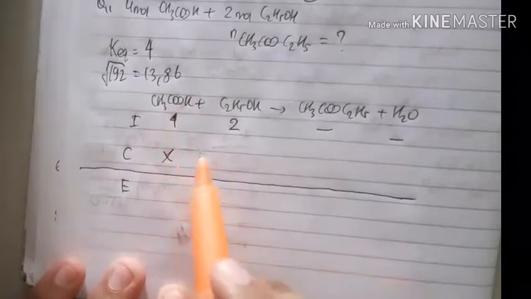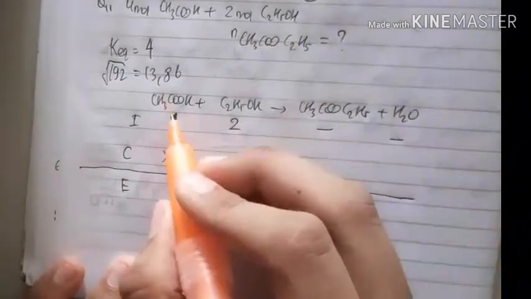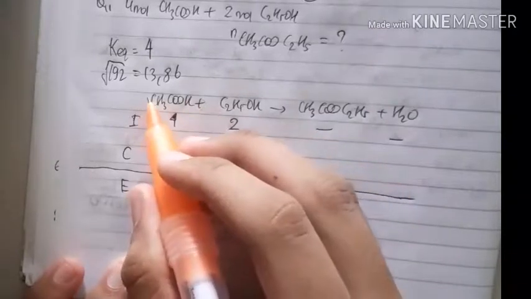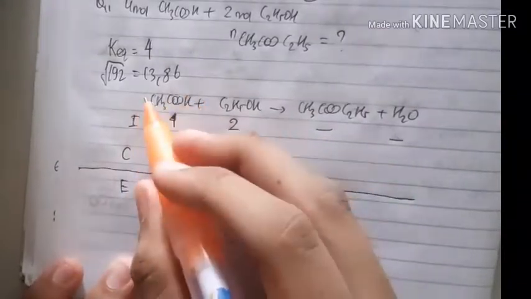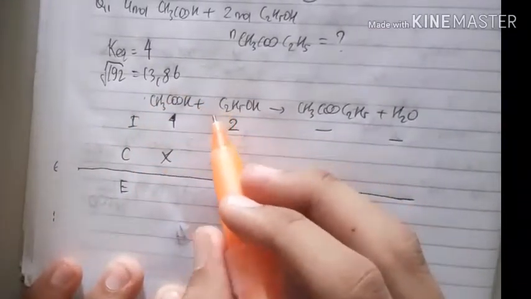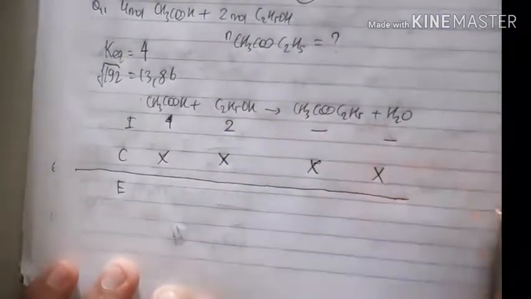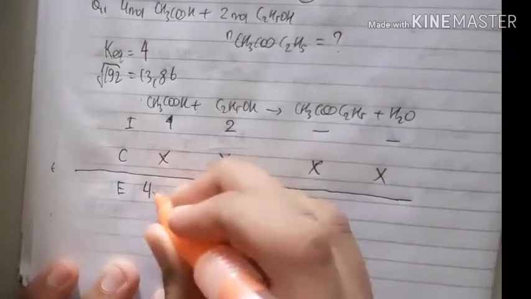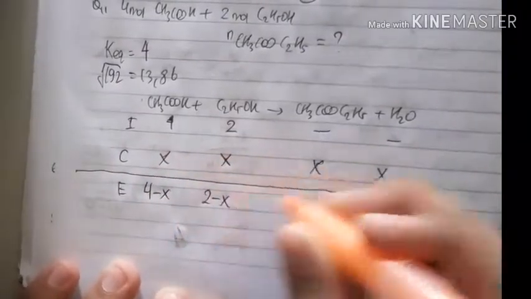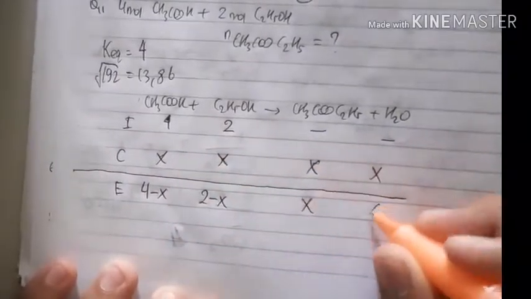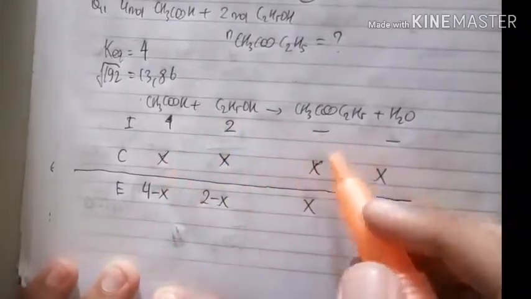acetic acid reacted in this reaction, and because the coefficients of the compounds are the same, it has 1 acetic acid and 1 alcohol, which means the moles are the same. So at equilibrium we get 4 minus X, 2 minus X, then X, then X. So this is minus, but this is plus.